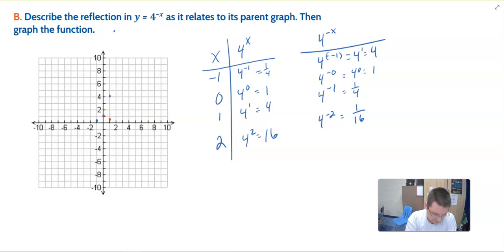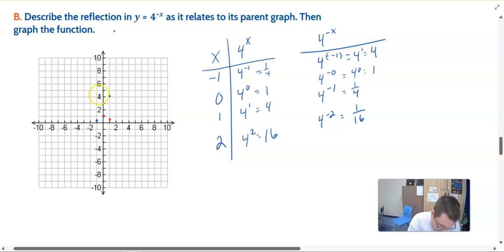This point here at 1/4 will now be at -1/4, and this point at 2, 16 is now over here at -2, 16. And so our final function is this decay function.